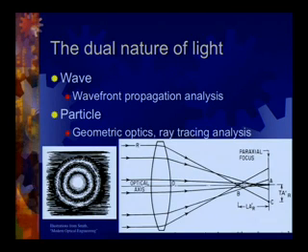Now, light is a strange kind of beast. Sometimes it acts like a particle, sometimes it acts like a wave. It's sometimes hard to pin down, and these two aspects of the dual nature of light are going to enter into how it affects resolution. The wave aspect of light is what we can analyze using wavefront propagation analysis, and the particle nature of light can be analyzed using geometric optics or ray tracing analysis. And the illustration I have on the left is a diffraction pattern made by light as it goes through an aperture. And the rightmost one is more like a ray tracing analysis of rays of light as they pass through a lens. So we're going to be looking at both of these and how they interact in order to create the type of resolution or degrade the resolution.